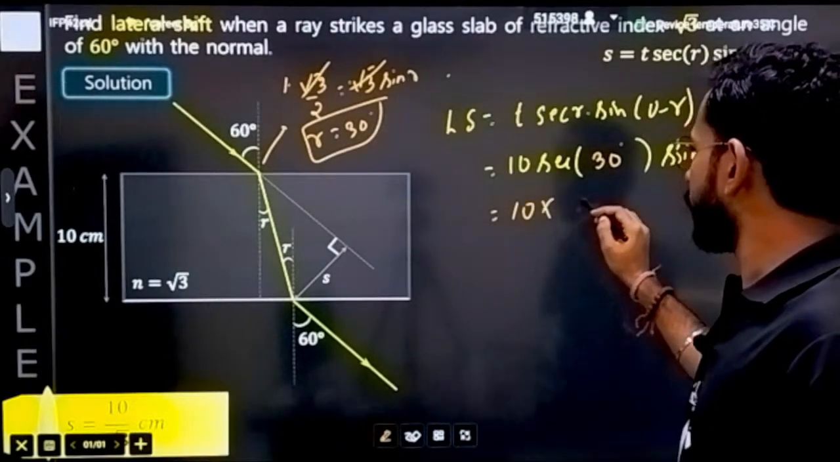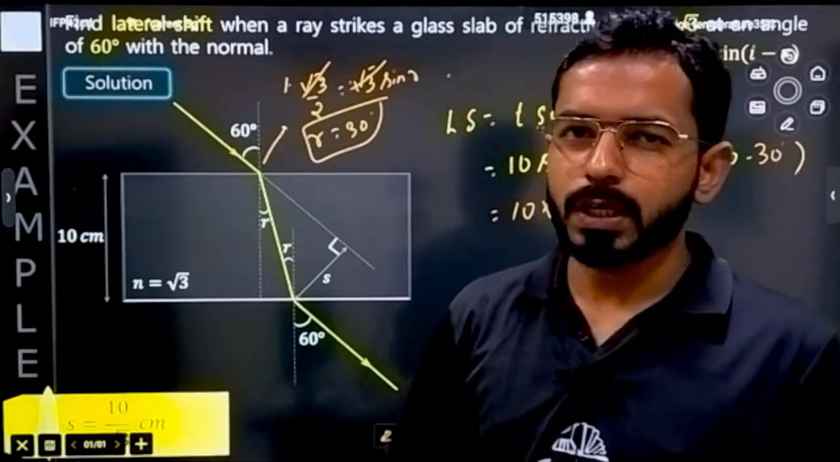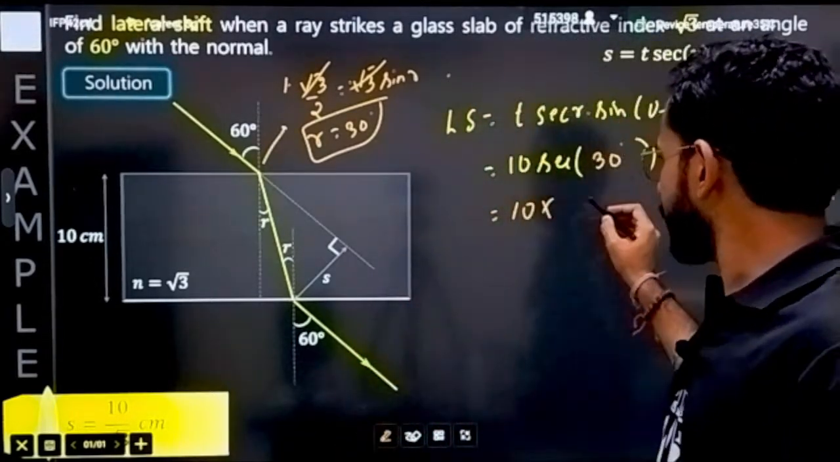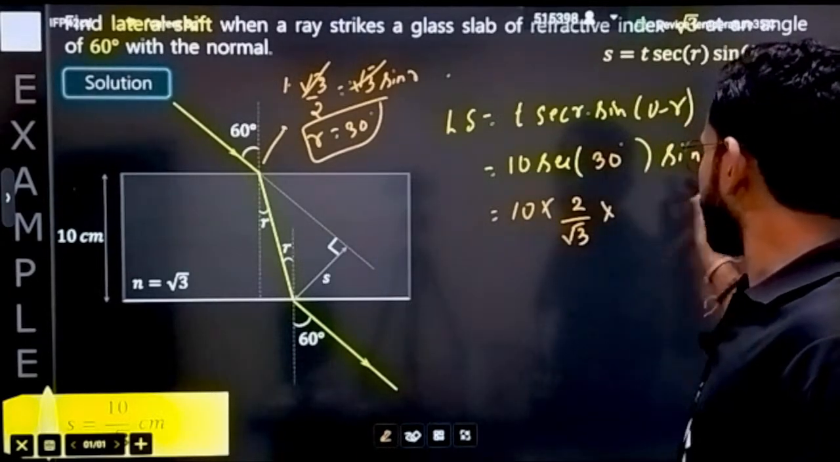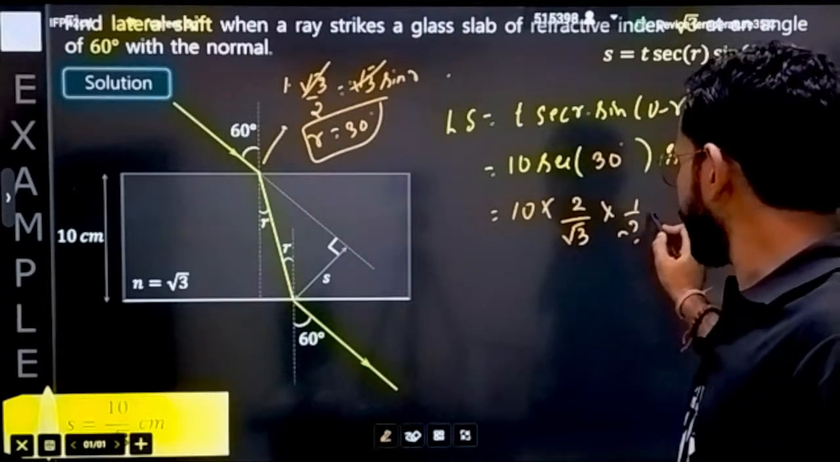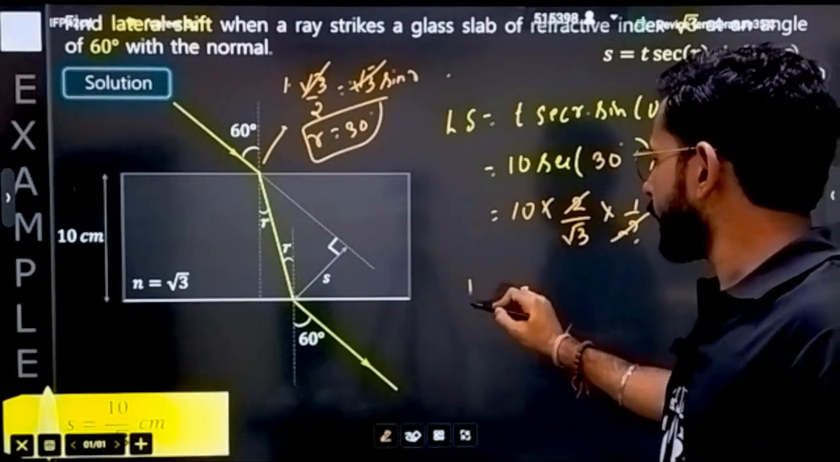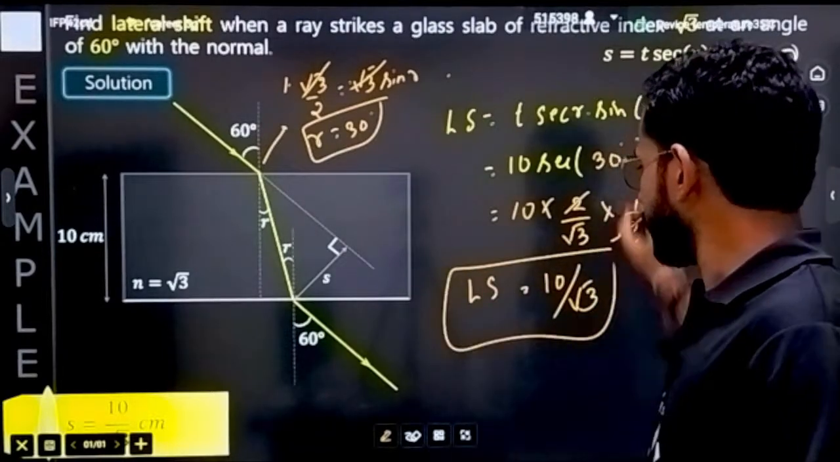10 into sec of 30. Sec of 30 is what? What is cos of 30? Cos of 30 is root 3 by 2. That means sec of 30 will become 2 by root 3, multiplied by sine of 30. Sine of 30 is nothing but half. So this half will get cancelled. Finally, your lateral shift will be equal to 10 divided by root 3 meters.